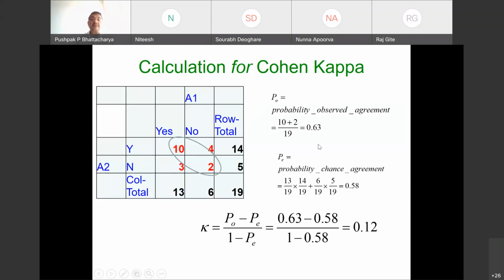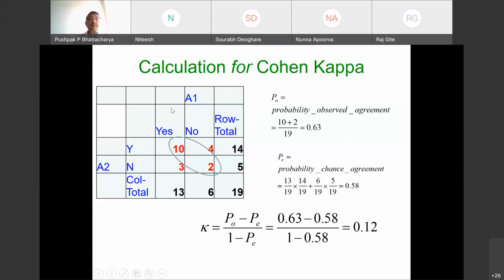0.63 is reasonably high agreement between A1 and A2. But as the psychologist Cohen pointed out in the 50s, you have to subtract the influence of completely chance agreement. And we discussed a peculiar situation where A1 and A2 have no idea about the problem at hand, and they simply randomly give yes and no. Then the probability of this chance agreement can be computed as 13 by 19.